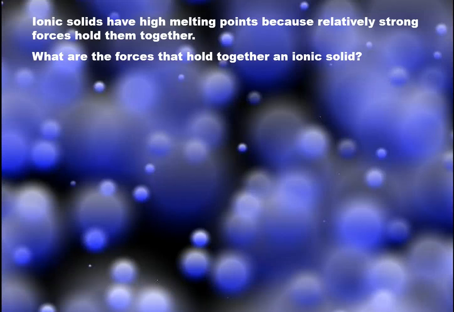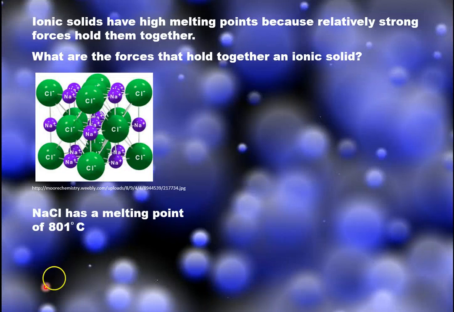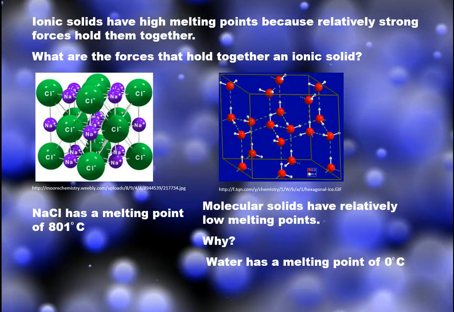Ionic solids have a high melting point because there are relatively strong forces that hold them together. So what kind of forces do hold them together? Well, when we're talking about ionic solids, you have the positive and the negative ions. And so it's those very strong positive and negative charges that are holding those ions together in the crystalline structure. If we take a look at this, sodium chloride has a melting point of 801 degrees Celsius. That's extremely high.